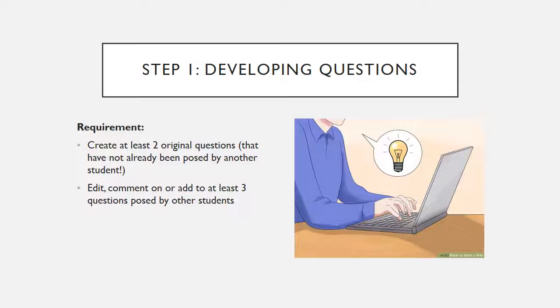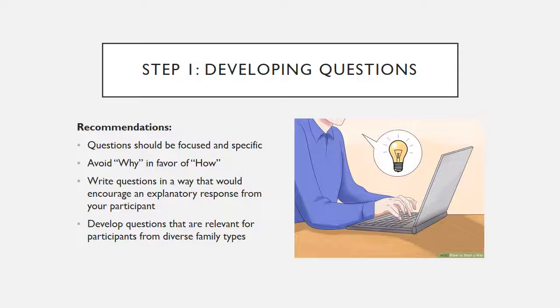The other requirement, beyond providing your 2 original questions, is you need to edit, comment on, or add to at least 3 questions posed by other students. So the idea is that within this wiki, we will also be doing sort of peer development of the question. So if there's a question that seemed to be worded a little choppily, you can go in and add to it or change the wording to get the best product possible.